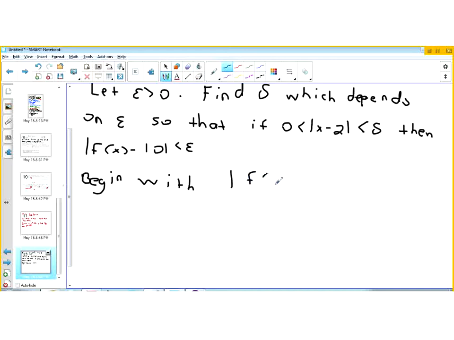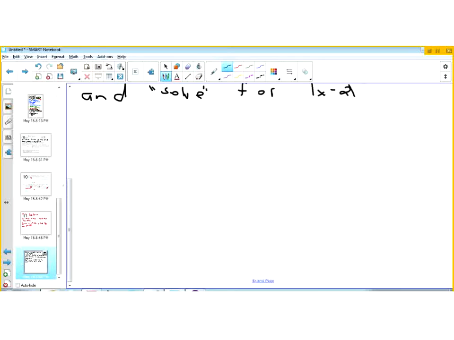All right, so what do we do? We begin with the absolute value of f of x minus 10 is less than epsilon, and solve, and I put that in quotes, solve for the absolute value of x minus 2. Like that, like so.